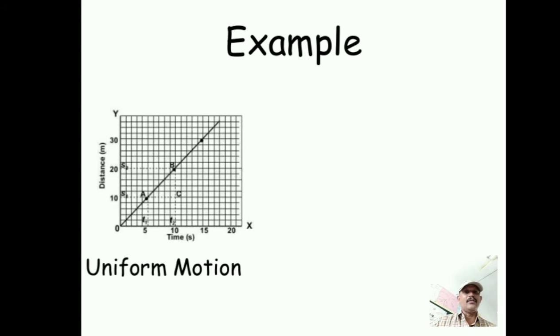Time is written on the x-axis and distance is written on the y-axis, and the line is straight between the x and y axes, so it shows uniform motion. So, I think you have understood.